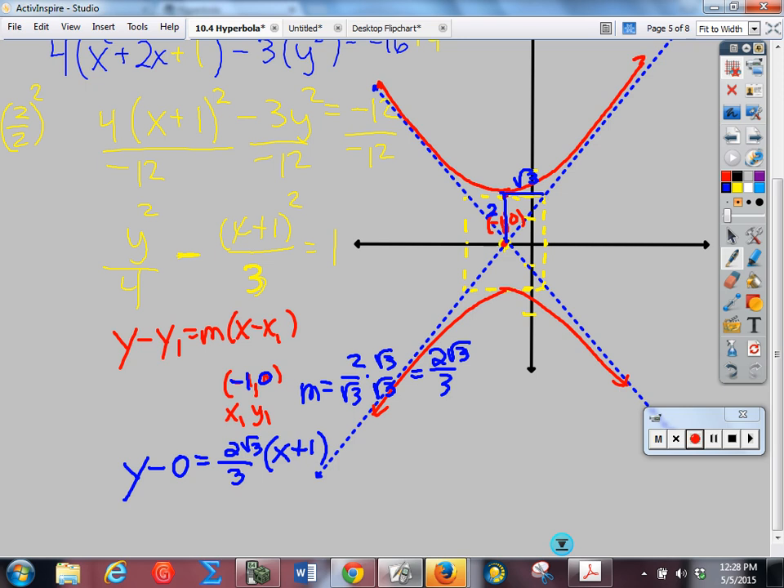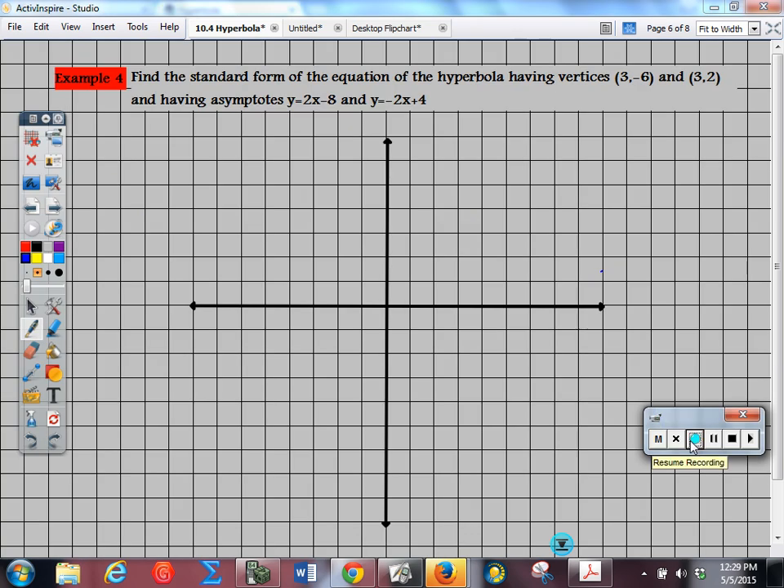Okay, so vertices 3, -6. So I got 3, -6, and 3, 2. So what kind of hyperbola is this going to be? Opening up and down or right and left? Up and down. Okay. Can you find the center? What's right in the middle? -2. You can always just add these and divide by 2. -6 plus 2 is -4. Half of that is -2. So this is my center. Let's write it over here. Center 3, -2.